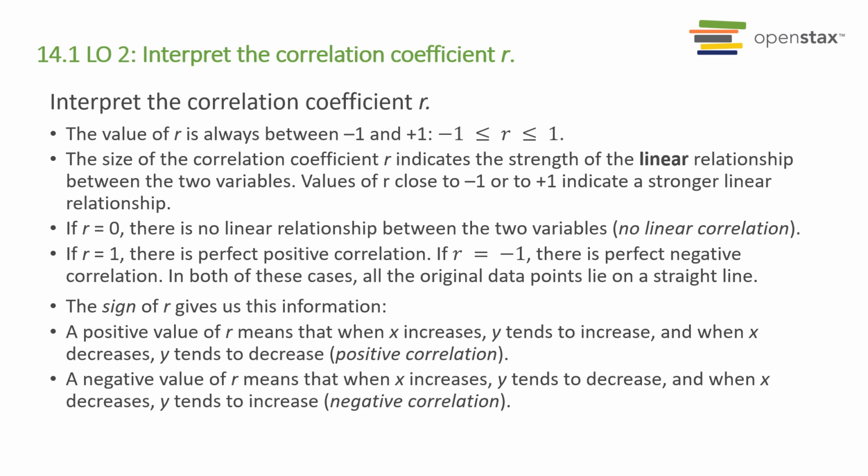The sign of r gives the following information. A positive value of r means that when x increases, y tends to increase, and vice versa. A negative value of r means that when x increases, y decreases, and vice versa.